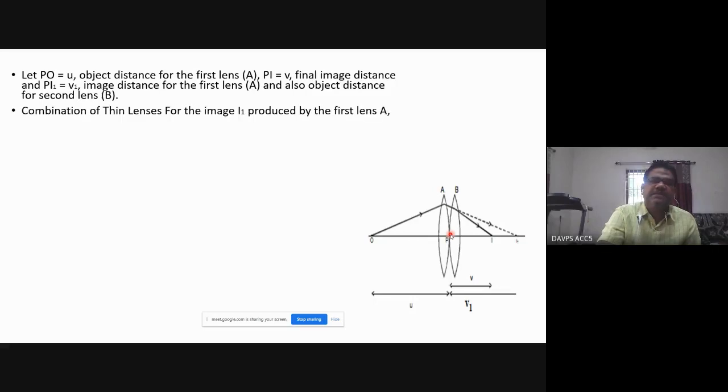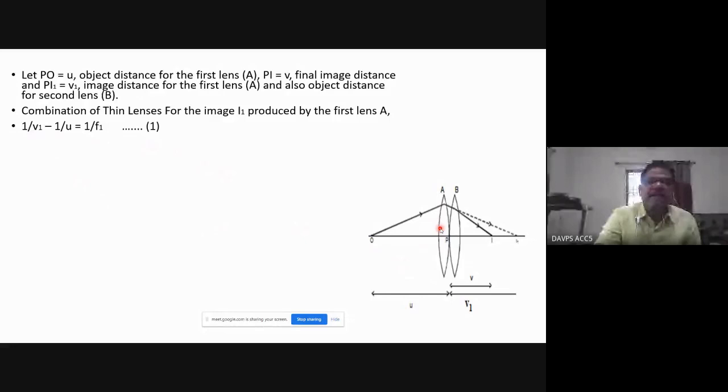Combination of thin lenses. For the image I1 produced by the first lens A, apply the lens formula: 1 by V1 minus 1 by U equal to 1 by F1. You are applying the lens formula to the first lens A.